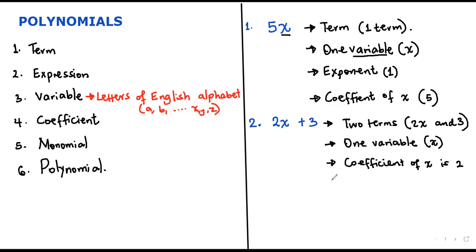Okay? And the exponent of x, or the exponent of the variable, is 1. You see that the exponent of this x is 1. But we don't write 1 for the reason that I've told you already. Okay. Let us get another one to understand this very well. Let's call it number 3.